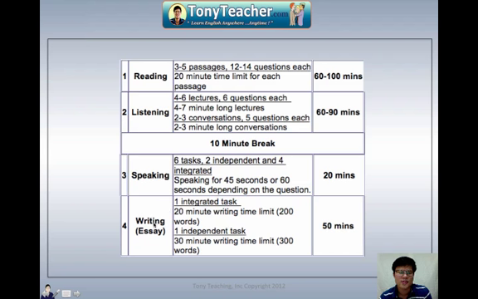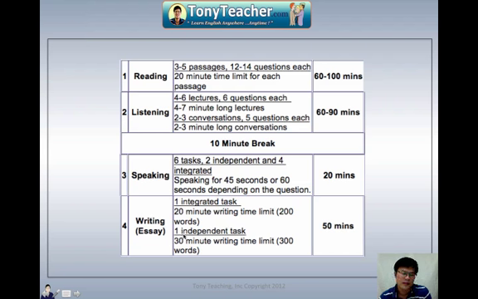The last section is writing, where you'll write 2 essays. So the first essay is an integrated task, which means it is combined of reading something, a lecture, and then listening to a professor speak about a similar topic that's related to it, taking notes, and then you need to write an essay. And you have a 20-minute time limit to write, and this does not include your reading and your listening time.